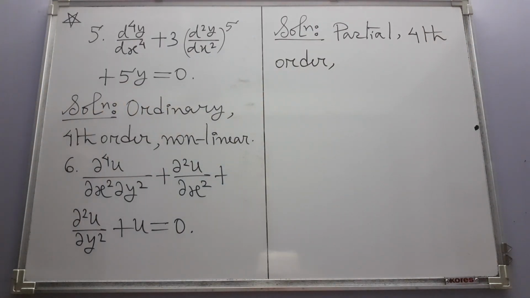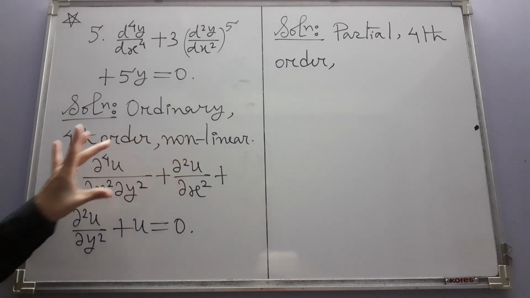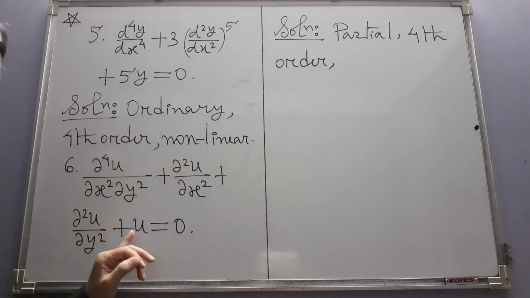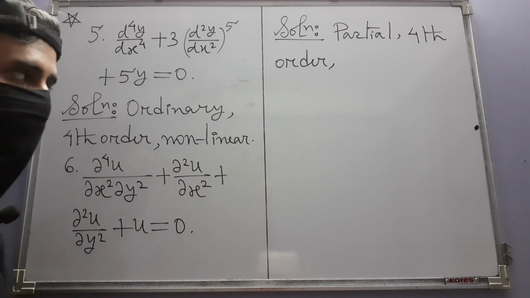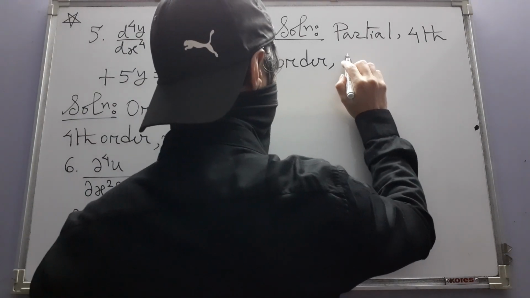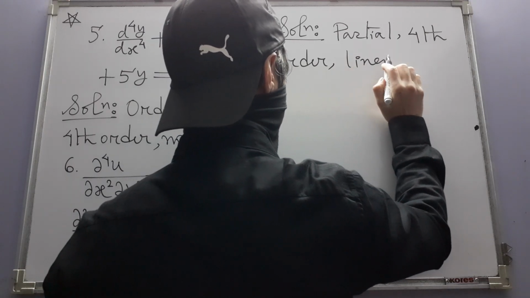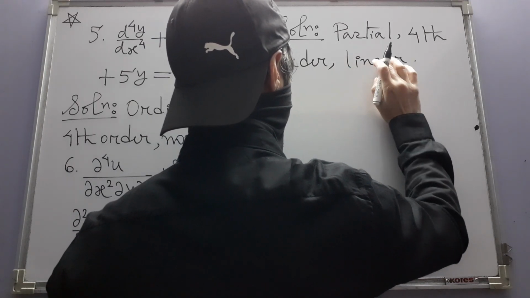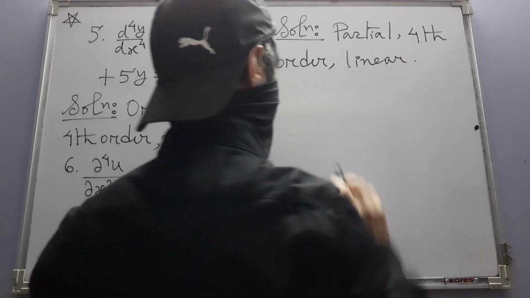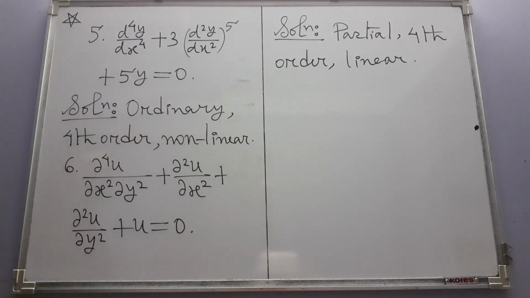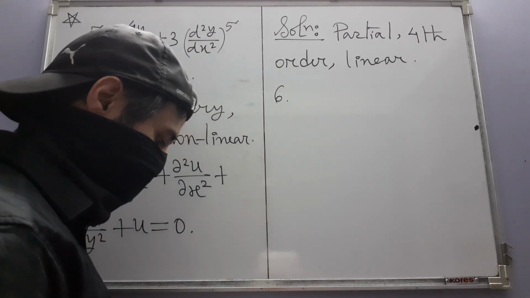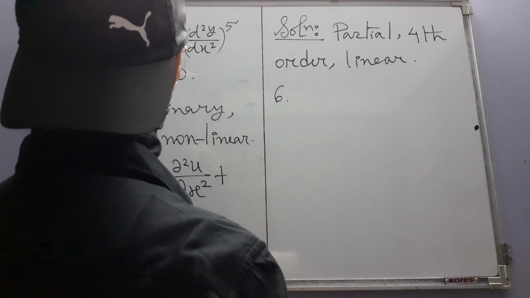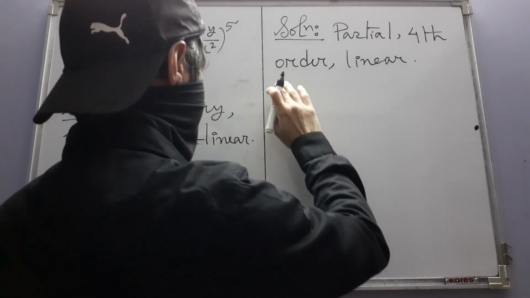fourth order. Is it linear? Yes. All the derivatives appear to the first degree, including the unknown function u. So, linear. Next, 6. Oh, this itself was 6, okay.